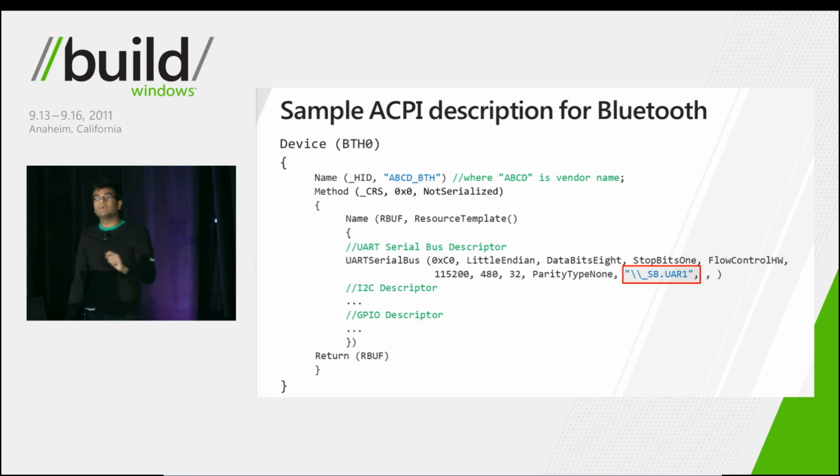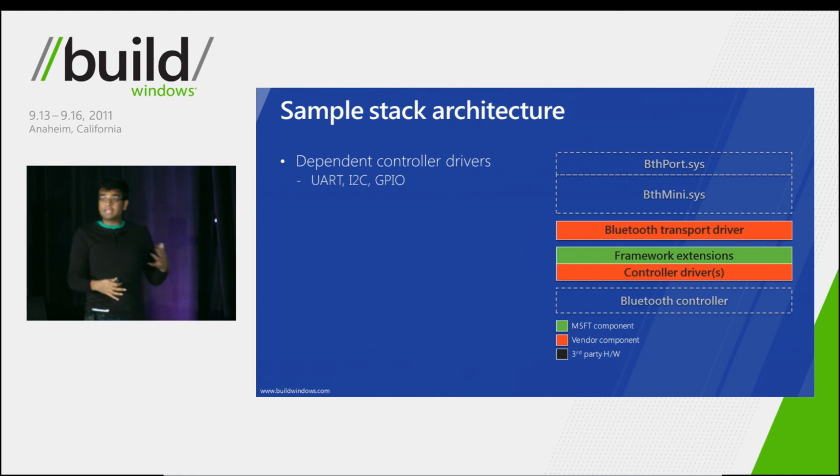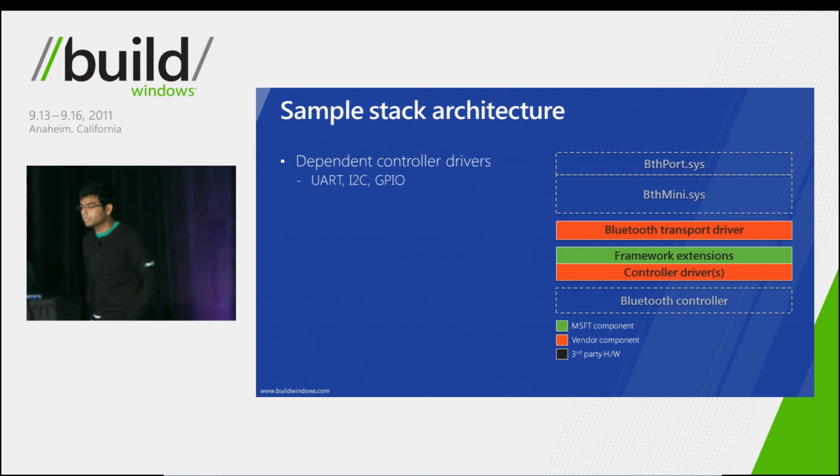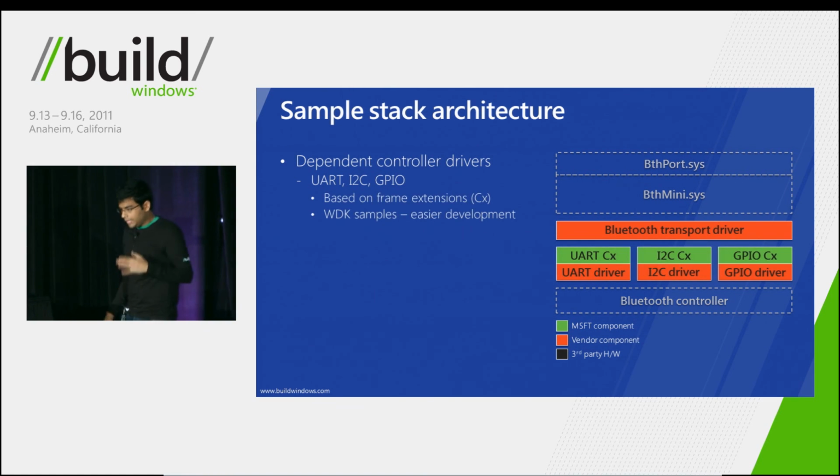So once we've declared all these resource dependencies and how our radio is really connected in the system, let's take a look at how this reflects back into our stack diagram. So it's the exact same stack diagram we saw earlier. And we removed the BTH port and USB aspects of it because that's not the focus here. So now we have dependent controller drivers for UART, I2C, and GPIO. When we looked at system implementations, it turned out that UART, I2C, and GPIO controllers can significantly vary from implementation to implementation. That makes it pretty challenging for us to deliver a class driver.